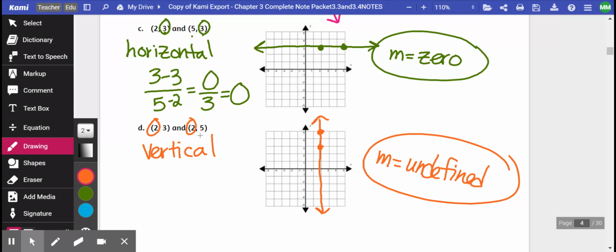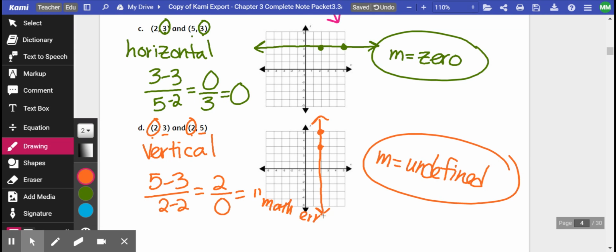So if we use our formula, take your second y minus your first y over your second x minus your first x. So we get 2 over 0. And if you try dividing in your calculator, it'll tell you math error. And that's because you can't divide by 0. So that's why it is undefined.